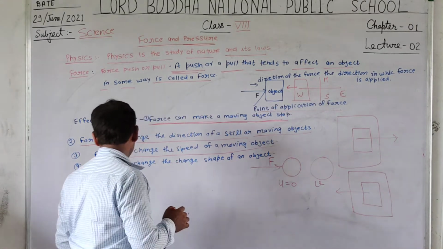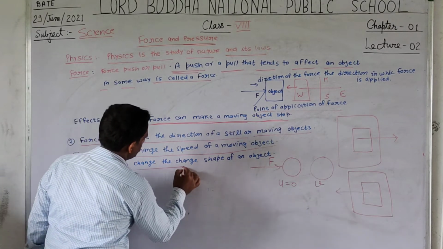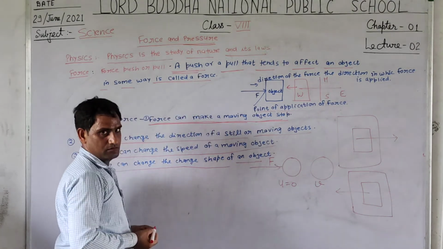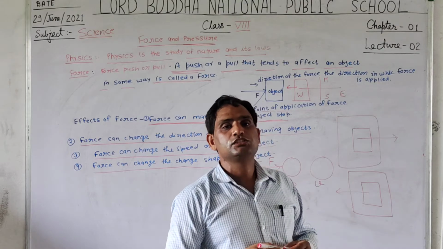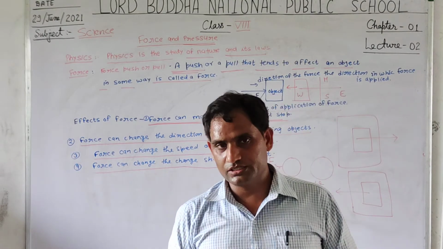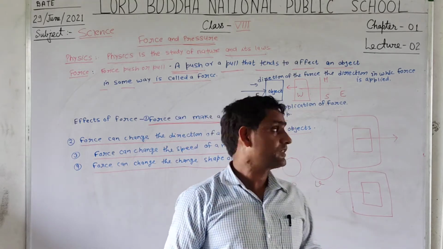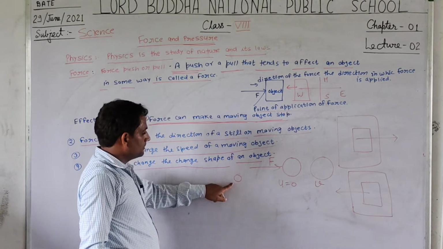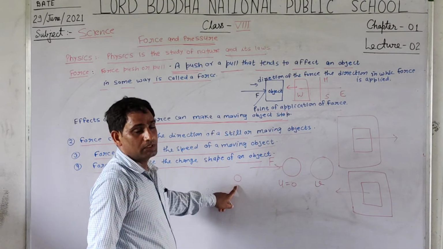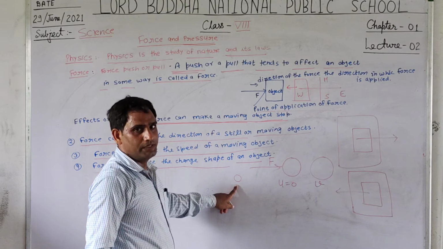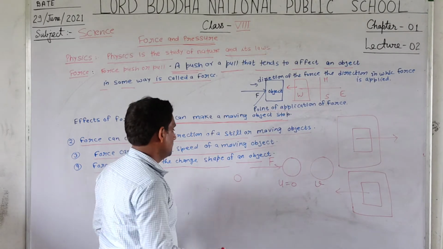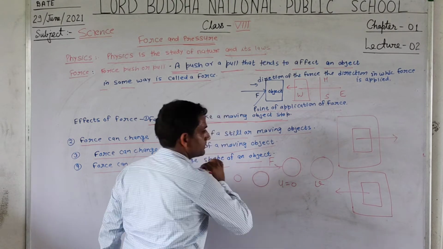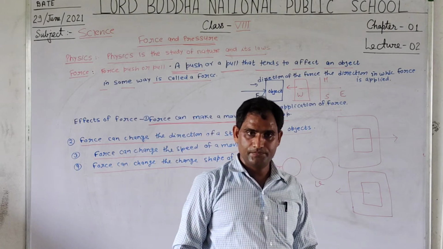Last one, the force can change the shape of an object. For example, we see that there is an iron ball which is spherical in shape. When we hammer it with a force, it becomes circular or disc shaped.